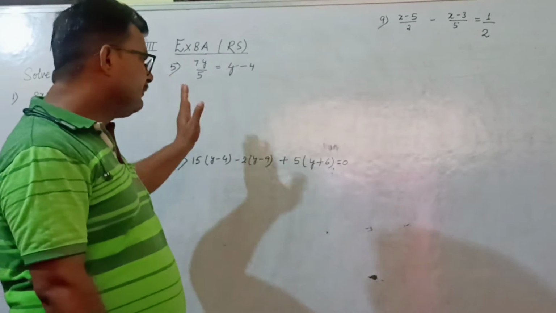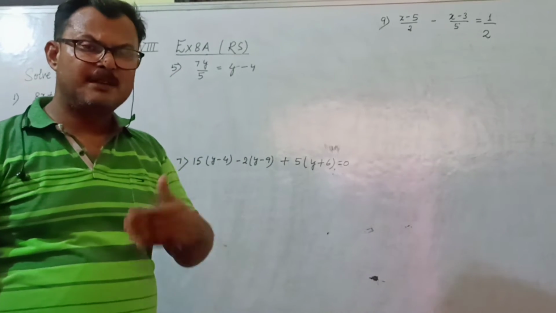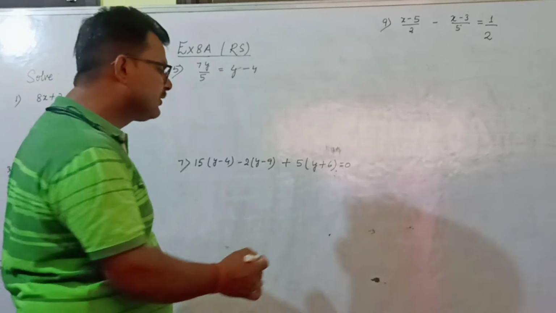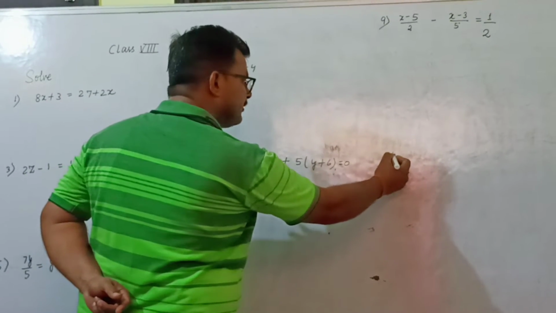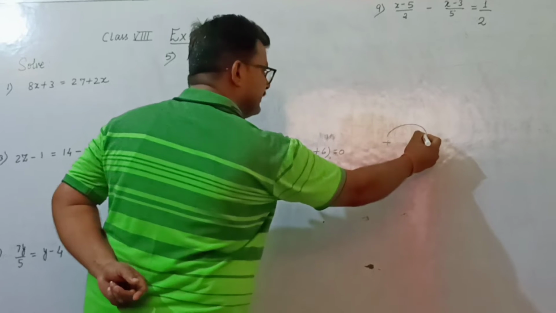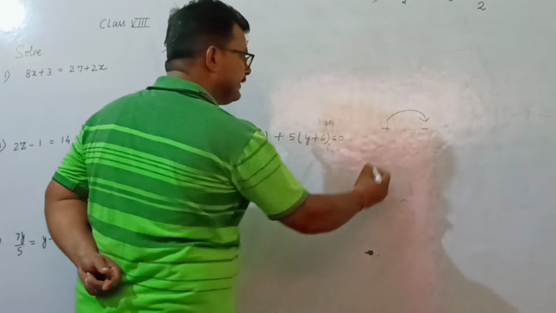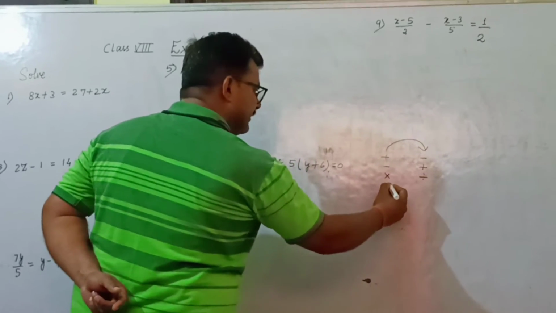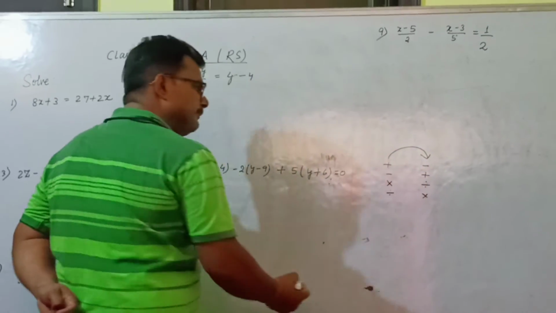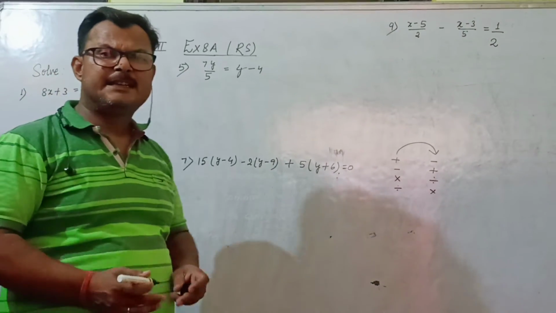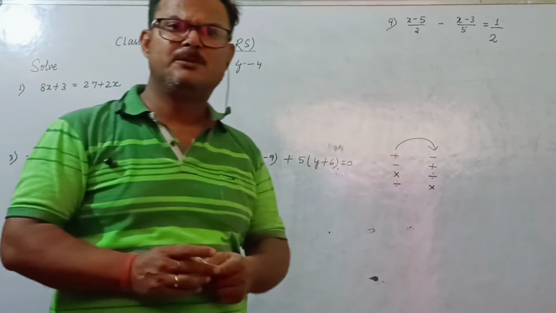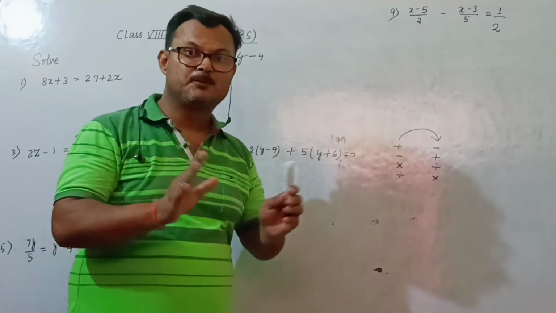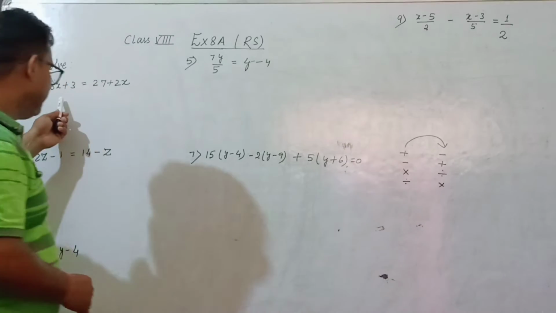Now, whenever you are going to transpose any term from left to right, means LHS to RHS or RHS to LHS, you should know the sign rule. What is the sign rule? If you transpose plus from left to right, it becomes minus, minus becomes plus, multiply becomes divide, divide becomes multiply. These are the basic concepts you should know. Sending any term from left to right or right to left is called transposition, and that term is said to be transposed. So now see the very first question.